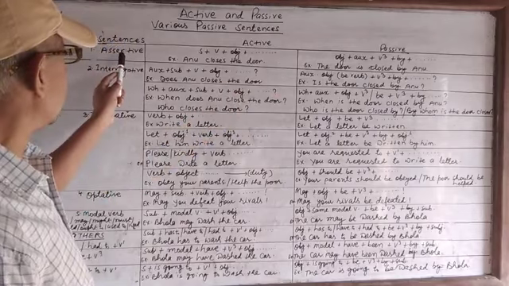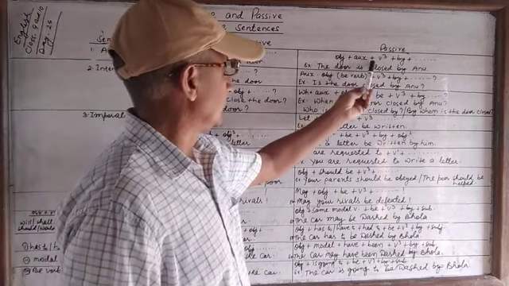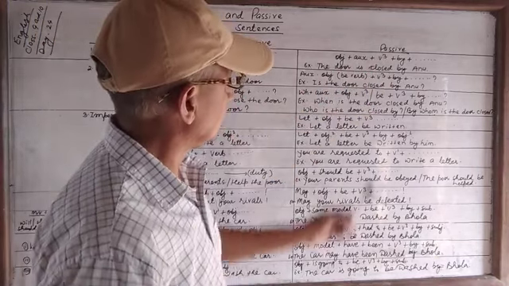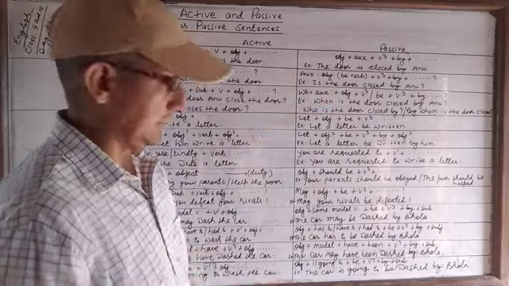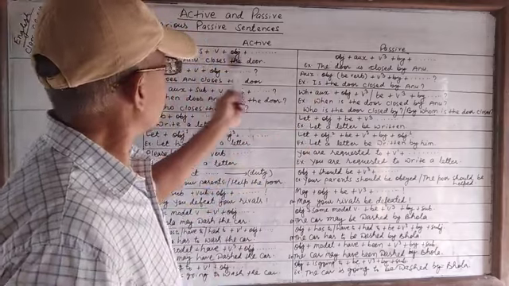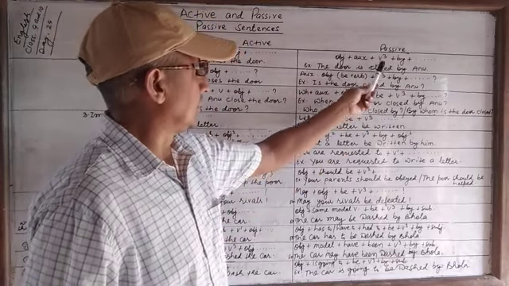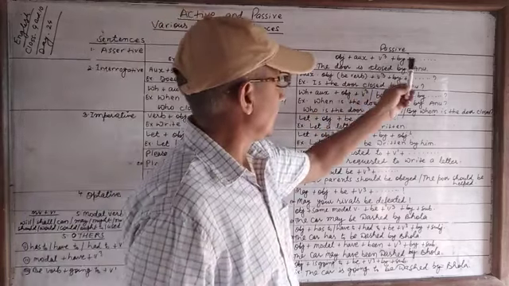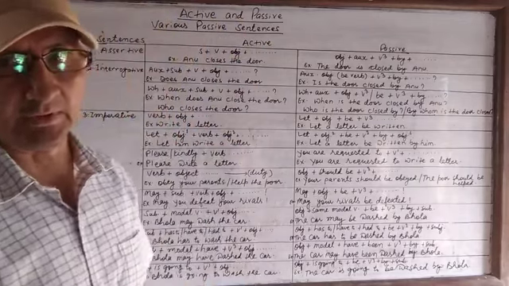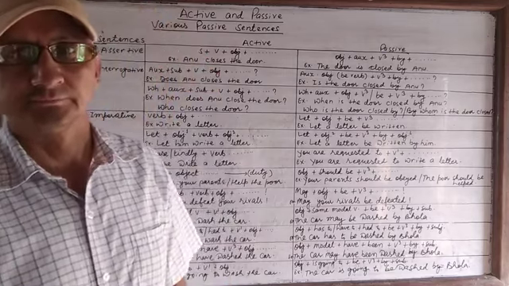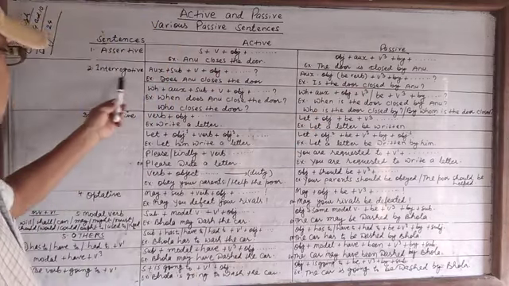And let's see the passive structure of an assertive sentence. The passive structure is object plus auxiliary verb plus verb in past participle form, that is V3, and then by, and then the subject of the active voice. Here the object is the object of the active voice. Example: the door is closed by Anu. The door is the object of the active voice, is is the auxiliary verb, closed is the verb in past participle form, by, and after that Anu, the subject of the active voice. In this way, we change an assertive sentence of active voice into passive form.